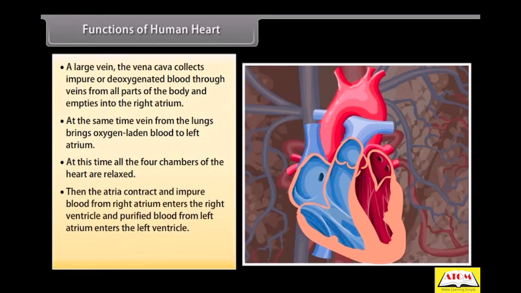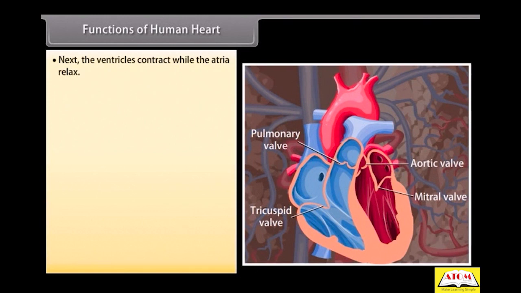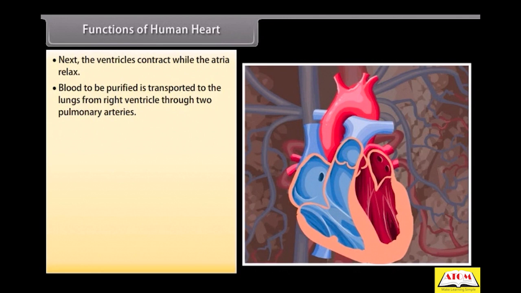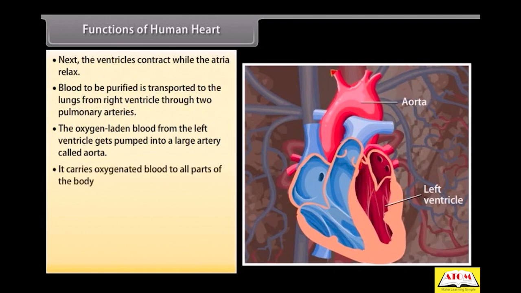Then the atria contract and impure blood from right atrium enters the right ventricle and purified blood from left atrium enters the left ventricle. Valves within the heart prevent blood from flowing back. Next, the ventricles contract while the atria relax. Blood to be purified is transported to the lungs from right ventricle through two pulmonary arteries. The oxygen-laden blood from the left ventricle gets pumped into a large artery called aorta. It carries oxygenated blood to all parts of the body.